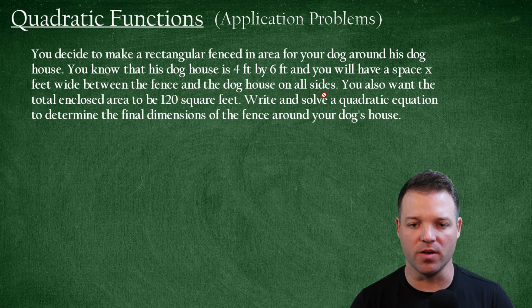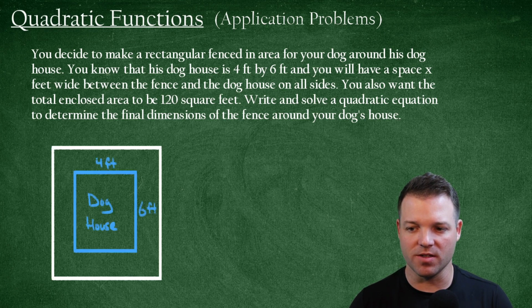So that's pretty important. We're going to have to draw a picture here. You also want the total enclosed area to be 120 square feet. That's an important little tidbit there. And we're going to write and solve a quadratic equation to determine the final dimensions of the fence around our dog's house. So with these clues, we're going to go ahead and first draw out the situation.